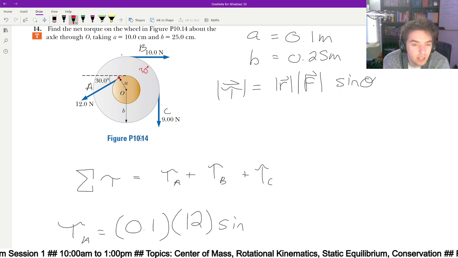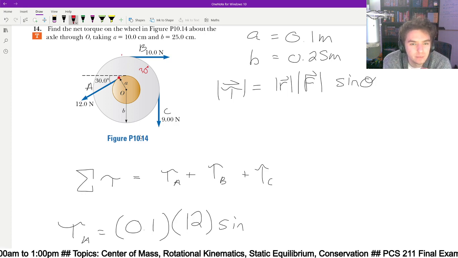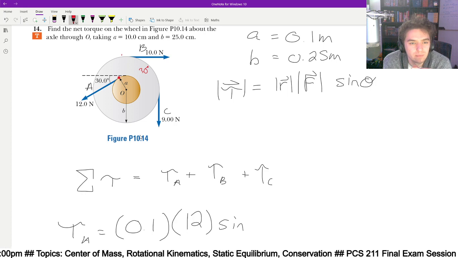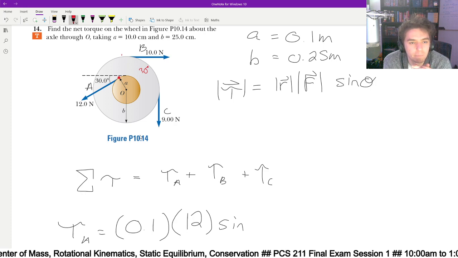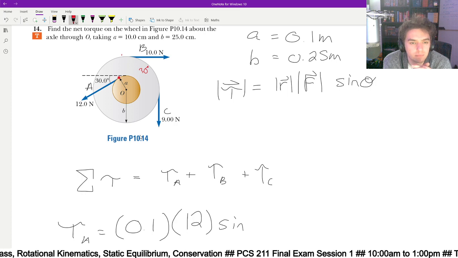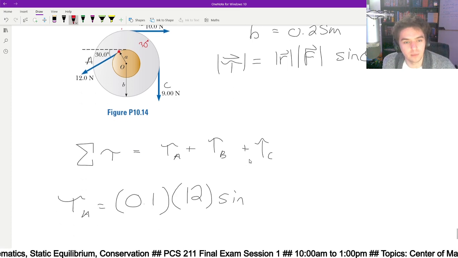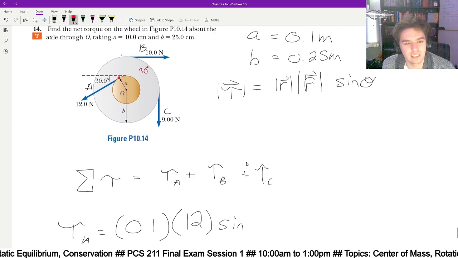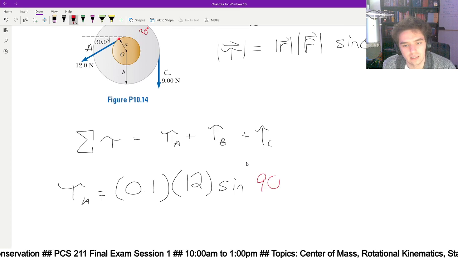I mean, they all seem like they're 90. So let's try all of them at being 90. The reason I'm saying that is, why is a dashed line there then? Shouldn't it be where the force is acting? They sometimes give you extra information just to put you off. Let's try with them all being 90 and see if we get the right answer. This TA, okay, sine of 90.